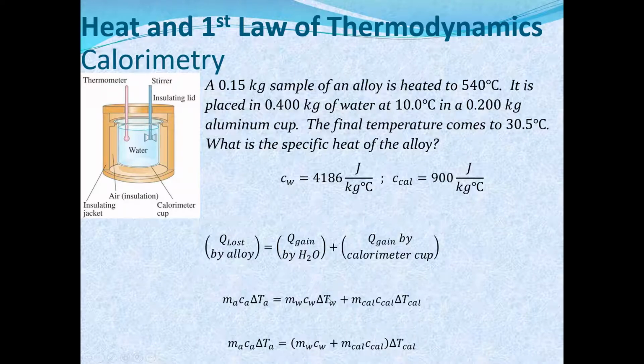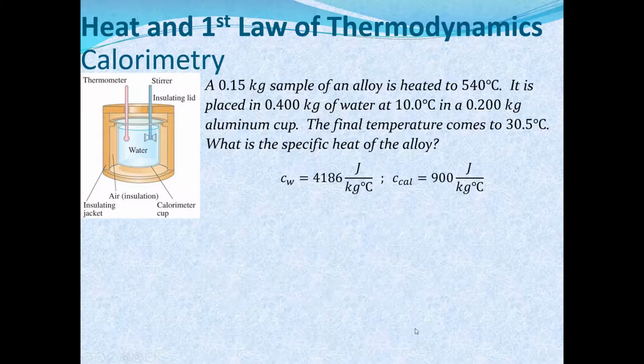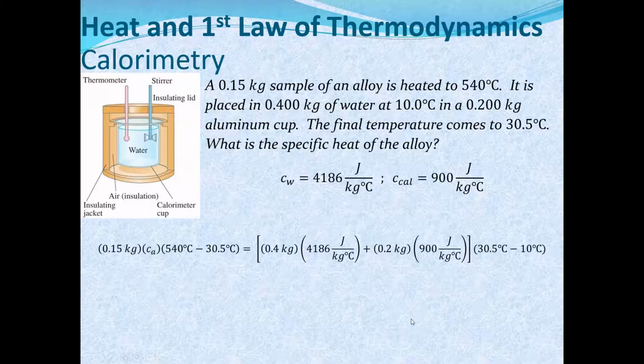We can actually pull the delta T out for both of these because, hey, they're going to start and end at the same temperature. And then from there, we can start plugging some numbers in. So we plug everything in. The only thing we don't know is the specific heat of the alloy. So that's our only unknown. Move some things around, we do our math, and we get 497 joules per kilogram Celsius.